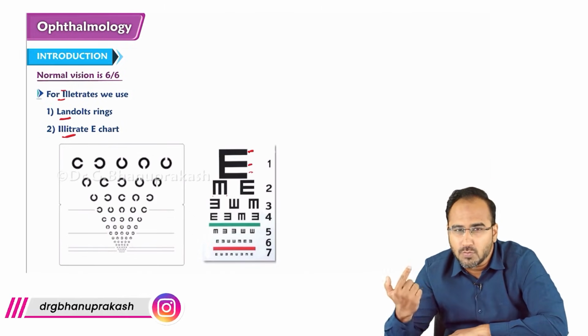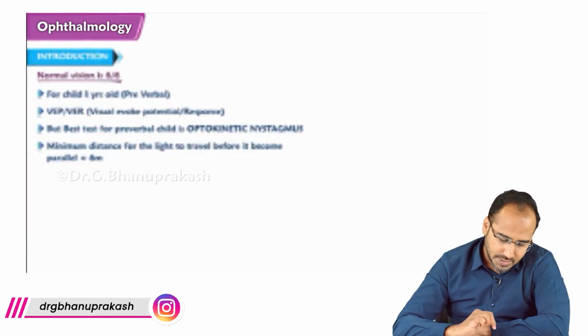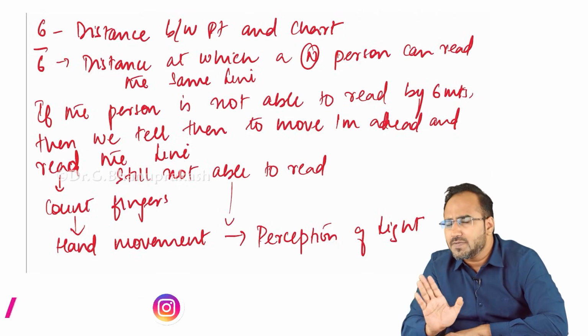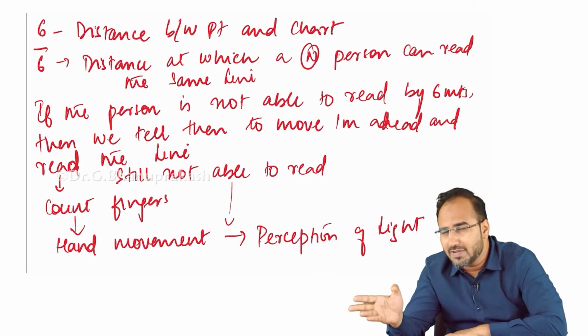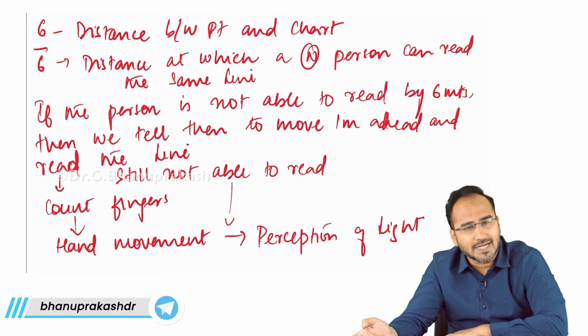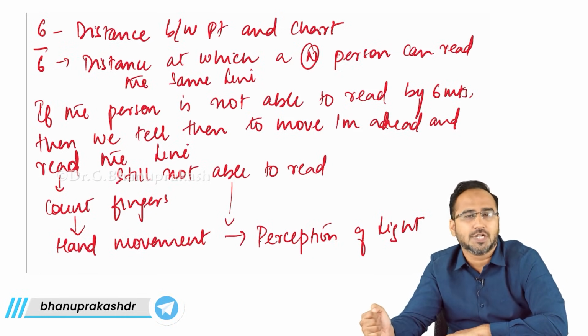Optokinetic, by to and fro movements of the eyeball, we can check for myopia, right? So remember guys, we are talking about what? For literate, educated individuals, we go for Snellen's chart for eye testing, for far vision, like if the patient is having myopia. For illiterates, we go for Landolt's ring or illiterate E chart. For preschool child, we go for Allen's chart or Lea's chart.